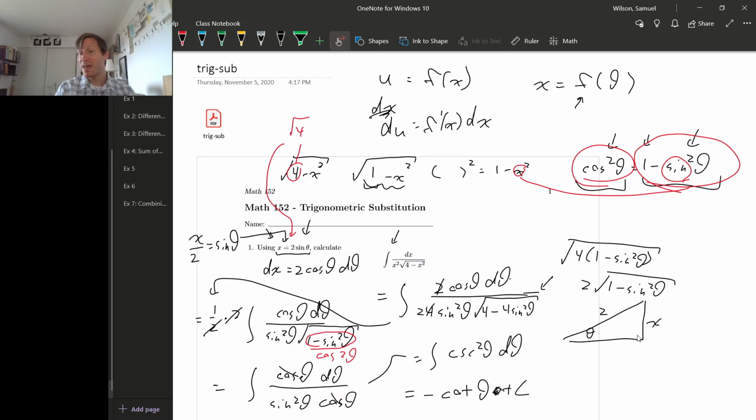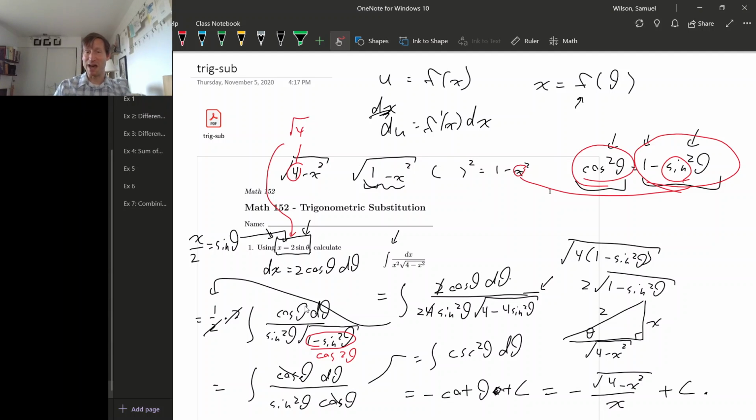But then this is a right triangle, so we can use the Pythagorean theorem to find the adjacent side here. It's the square root of 4 minus x squared. And now that we have a right triangle with theta in it, we can write any trig function of theta. In particular, we can write cotangent, right? Cotangent is adjacent over opposite, so that's square root 4 minus x squared over x, plus a constant. And we're done. Right, so this trig substitution idea worked out pretty well.